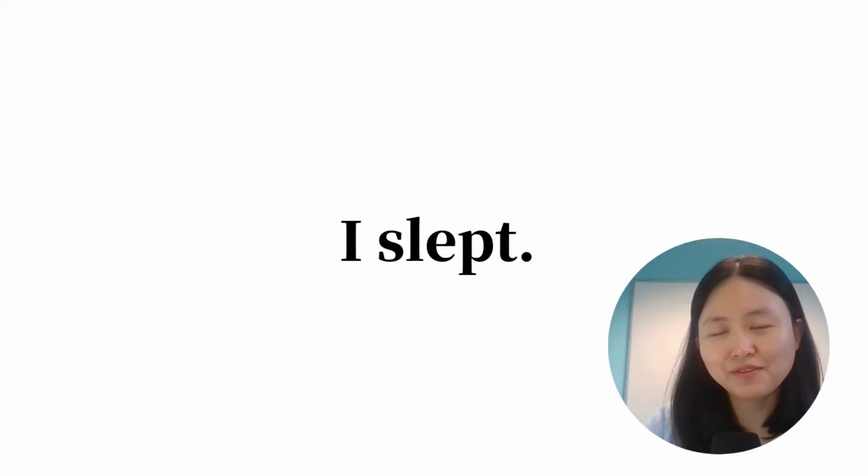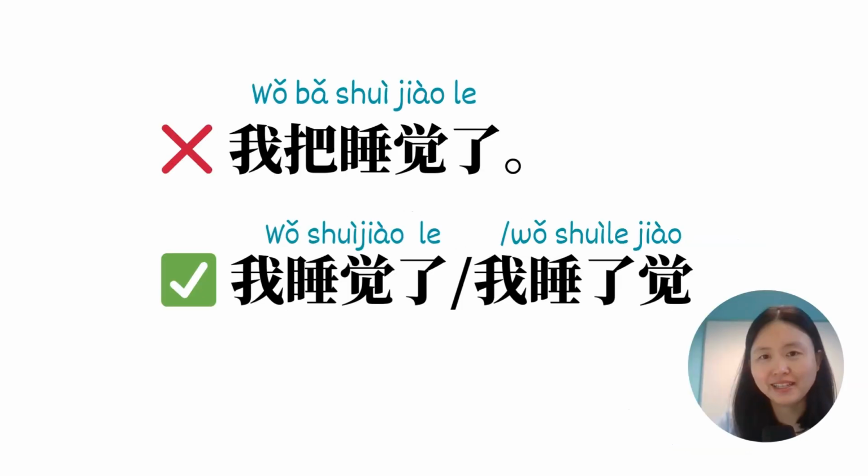Let's look at the first example. This sentence, I slept. Do you need to use a 把 sentence? The answer is no. We don't say 我把觉睡了. We say 我睡觉了 or 我睡了觉. And why? Because this verb 睡觉 doesn't take an object. This sentence doesn't involve changing or affecting an object.